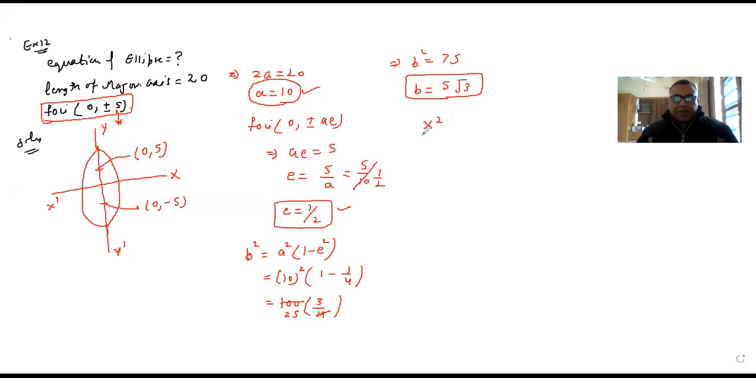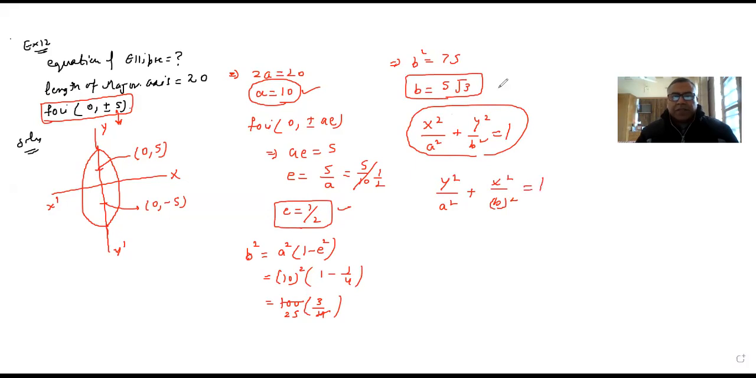Now, x square upon A square plus y square upon B square is equal to 1. But because the major axis is the y-axis, I will keep A under y. So y square upon A square plus x square upon B square is equal to 1. This is the equation. This will not be the equation. Why? Because the y-axis is the major axis.